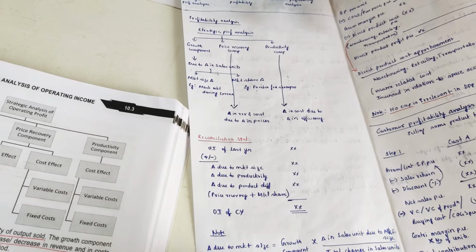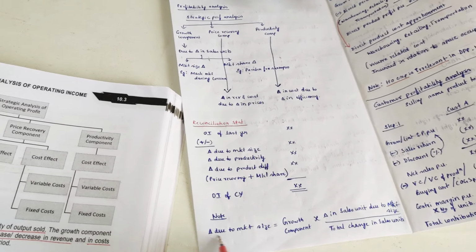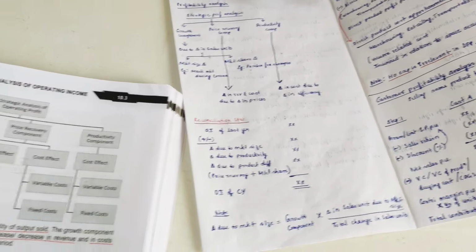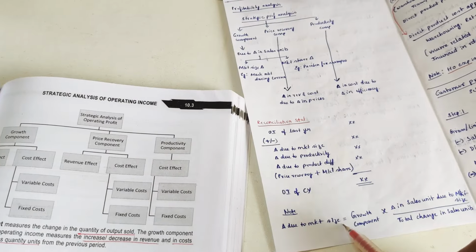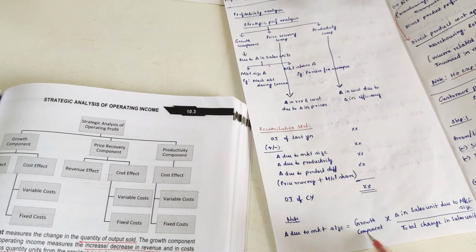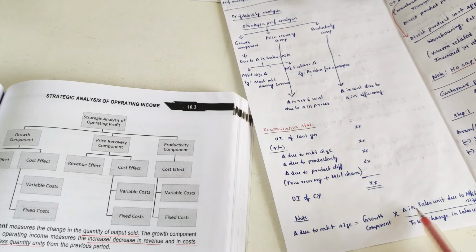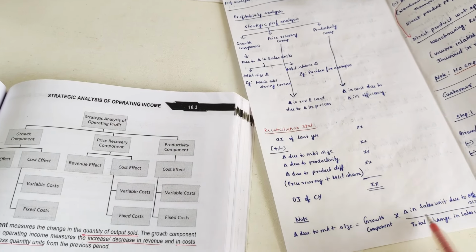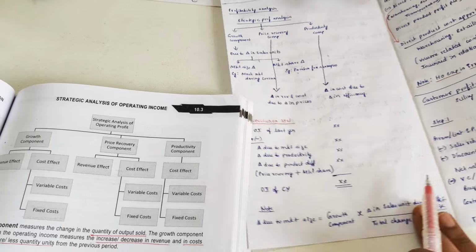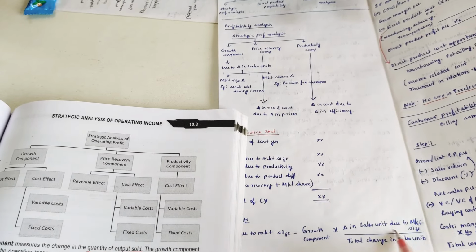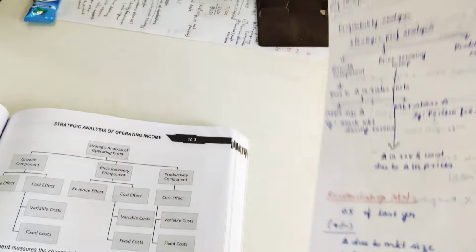Then note, what is the main point here? The change due to market size is equal to the entire growth component into the percentage of market size divided by the total change in the sales units. That is very simple and you know it.